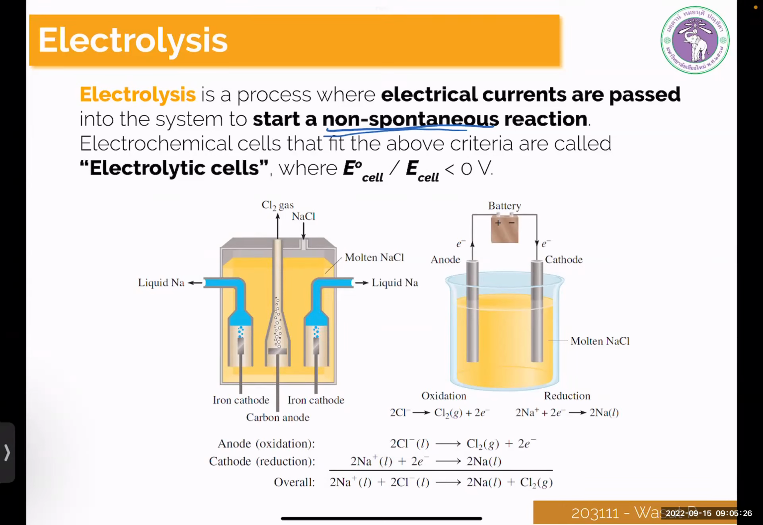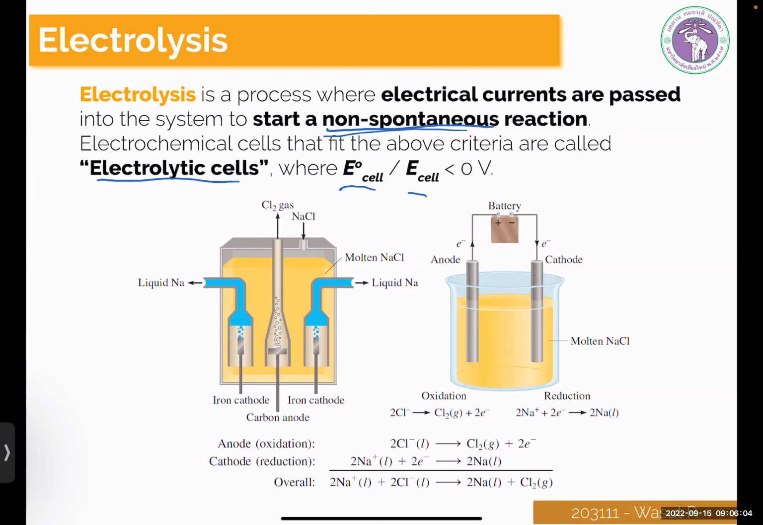Any electrochemical cell that fits this criterion is called an electrolytic cell. So when you see this keyword, electrolytic cell, you can know for sure that the reaction is not spontaneous, because you need to put in external energy to make it happen. So in this type of cell, E cell will always be less than 0, because the reaction is not spontaneous to begin with.